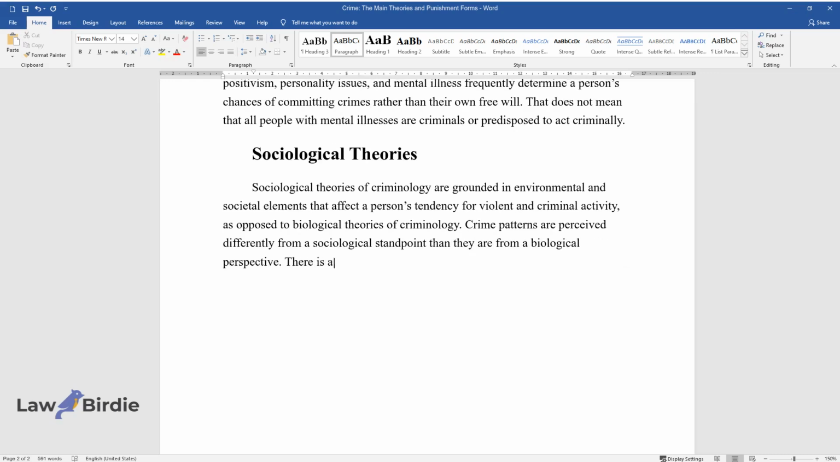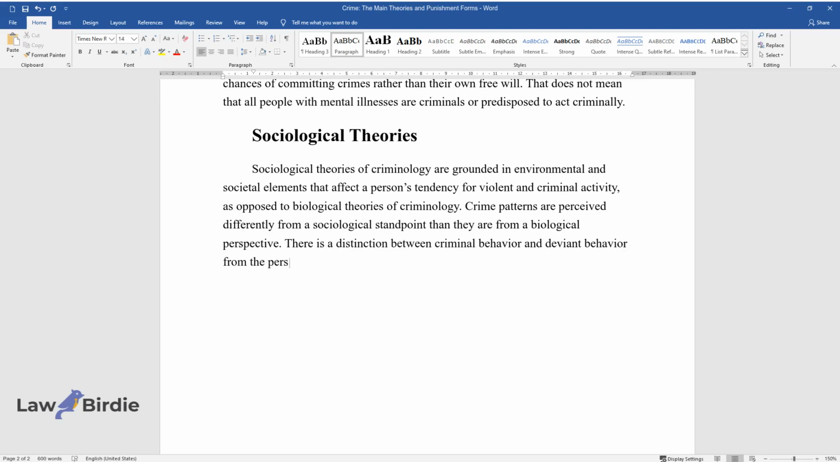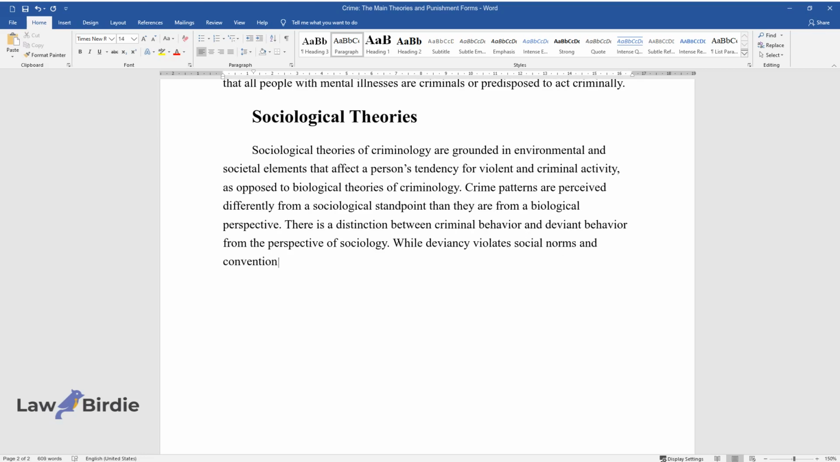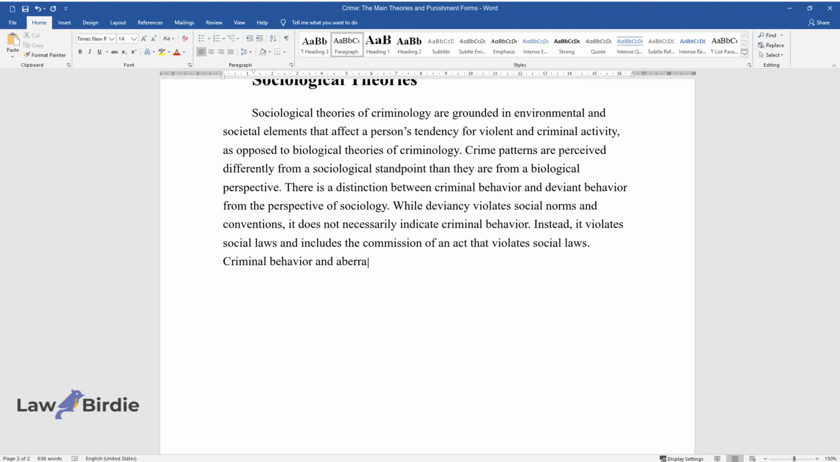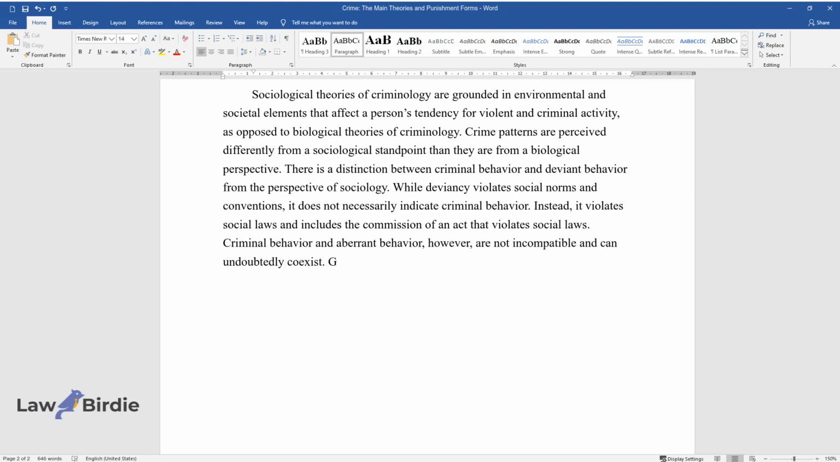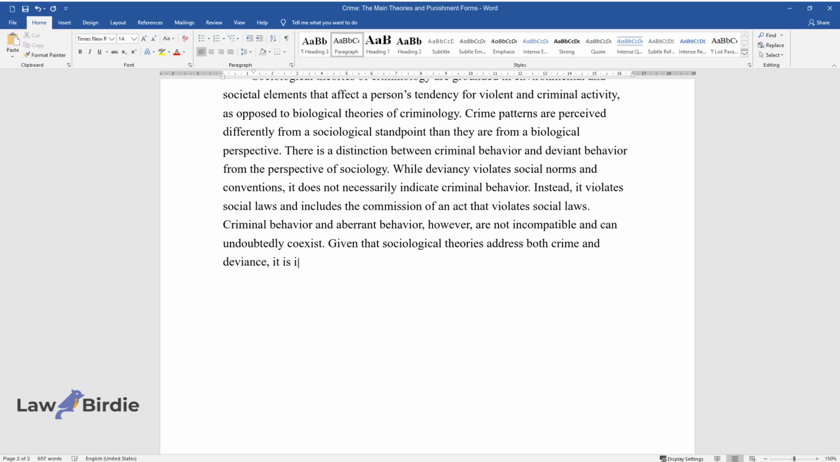There is a distinction between criminal behavior and deviant behavior from the perspective of sociology. While deviancy violates social norms and conventions, it does not necessarily indicate criminal behavior. Instead, it violates social laws and includes the commission of an act that violates social laws. Criminal behavior and aberrant behavior, however, are not incompatible and can undoubtedly coexist. Given that sociological theories address both crime and deviance, it is important to distinguish between the two terms.